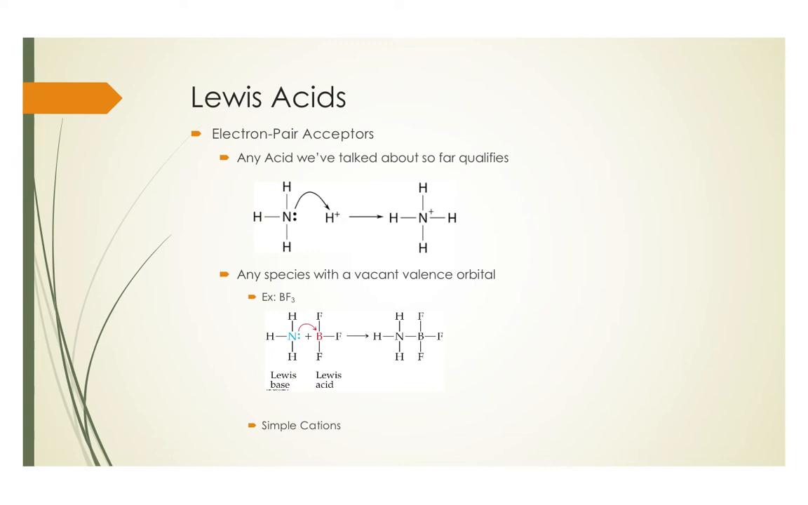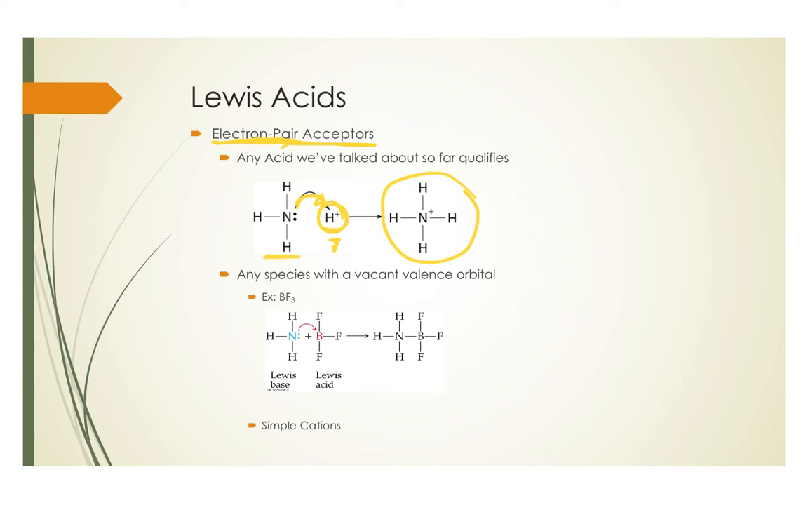Okay, so here's the definition for a Lewis acid. A Lewis acid is an electron pair acceptor. Any acid we've had so far qualifies. So here we have a hydrogen ion representing our acid. When it comes across something like ammonia, it accepts that electron pair from ammonia in order to form the ammonium ion. And so therefore this H plus would be an electron pair acceptor.